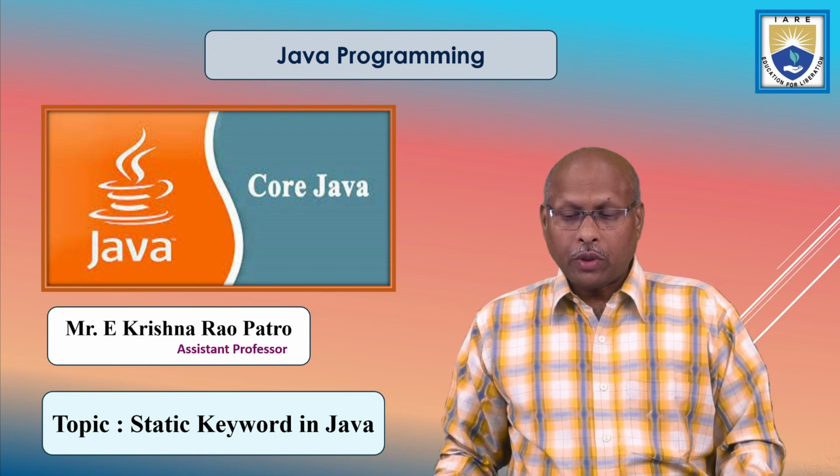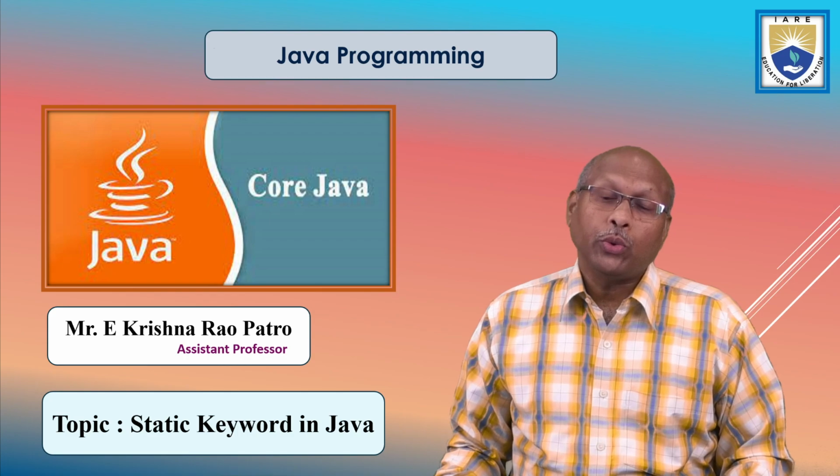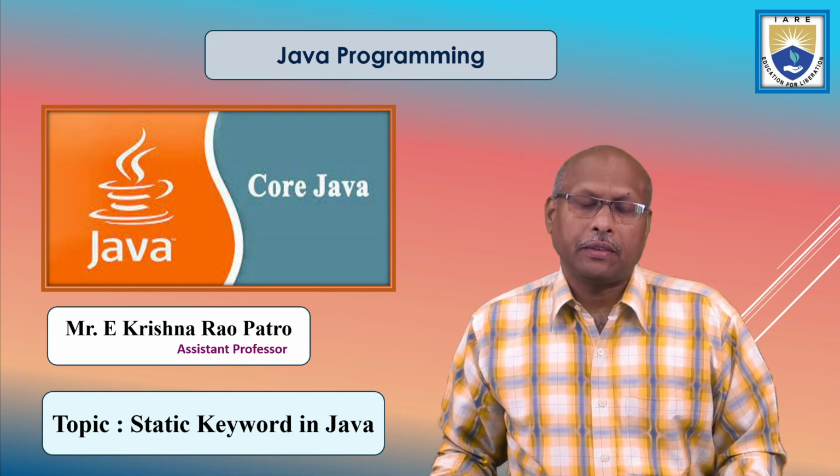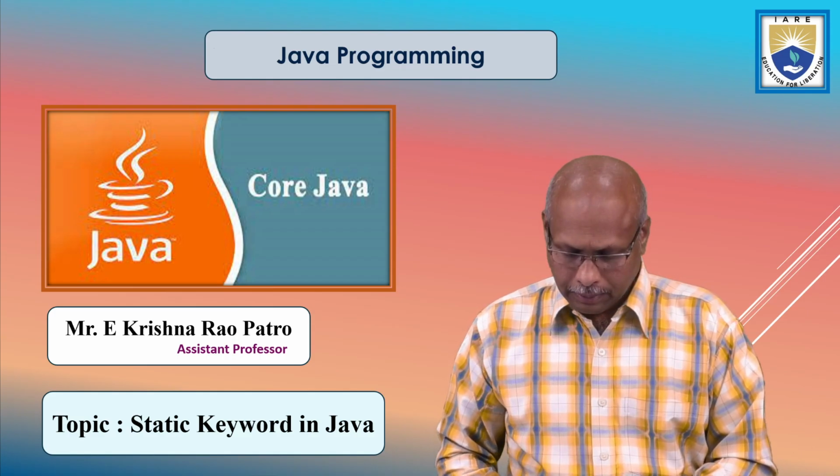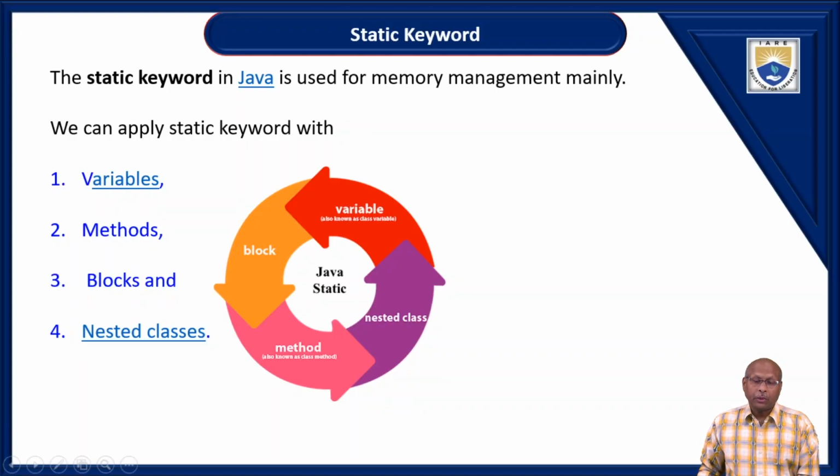Today I will discuss one important concept: how to use the static keyword in Java. What are the different ways to utilize the static keyword? Static is an important keyword in Java, used generally for memory management, because how to utilize memory effectively, that concept we can learn through the static keyword. So the static keyword will help you manage the memory in a proper way. We can apply the static keyword in 4 different places.